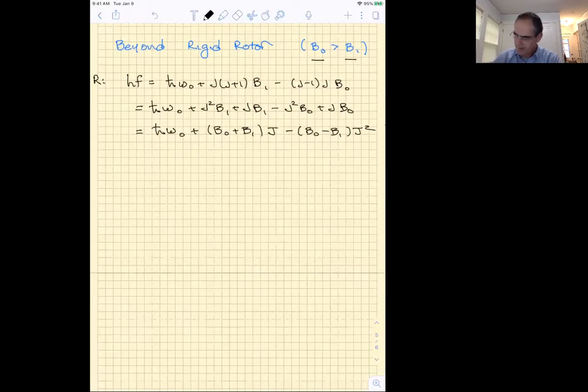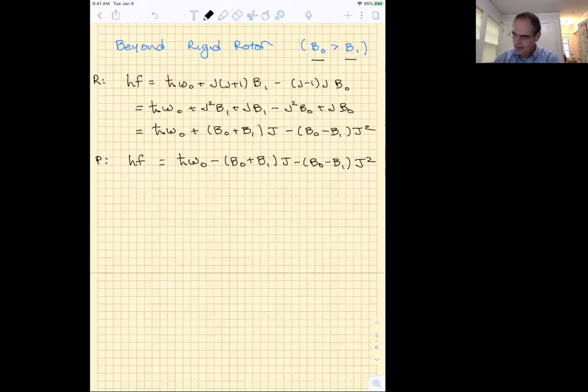For the P branch lines, we have h f works out to be h bar omega 0, and then it will be minus (B0 plus B1) times j, and then minus (B0 minus B1) times j squared. Okay? I'll let you work that out, but it's straightforward.